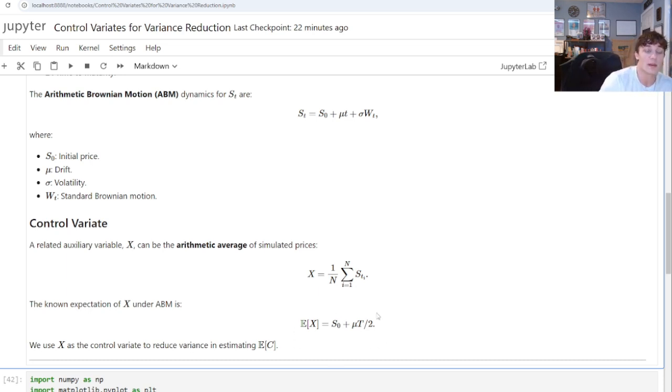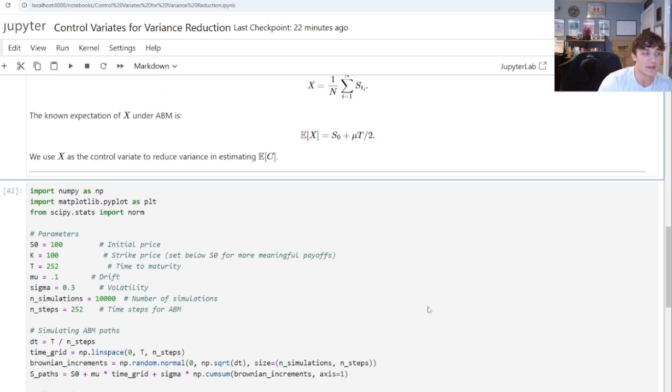Okay, that's very important. Now, is this kind of redundant? If we know this, do we really need to simulate price paths? Probably not. But bear with me, it's a toy example here, because clearly if we have the expectation at time capital T, then this is completely redundant, right? But let's just take a look at what happens here.